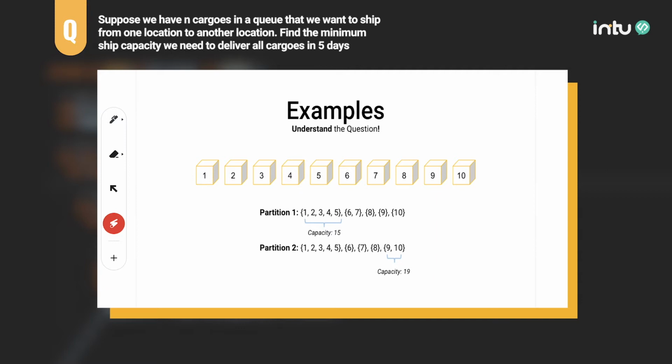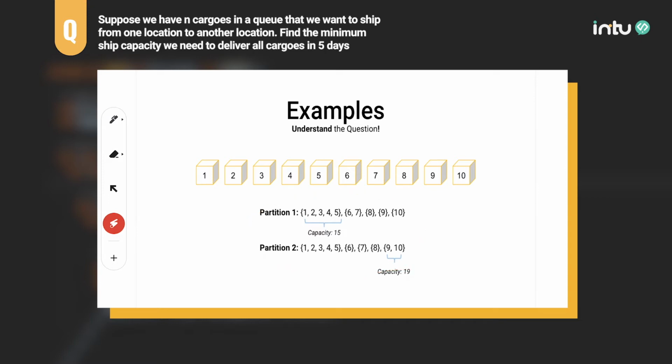Let's say we have cargoes in the queue with the following weights. This is the first cargo, and this is the last cargo in the queue, and each number represents their weight. We have 5 days, and each round trip takes 1 day. So we need to group these cargoes into 5 or fewer groups in order to ship everything within 5 days.